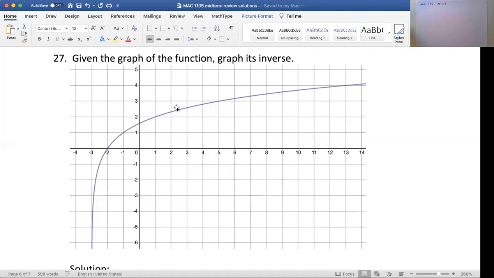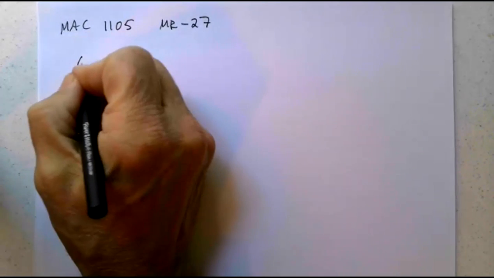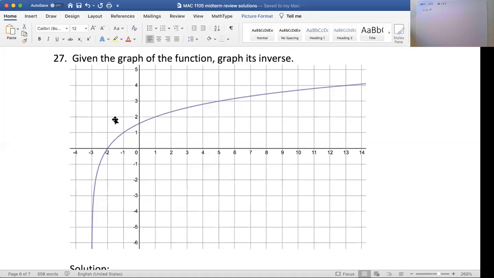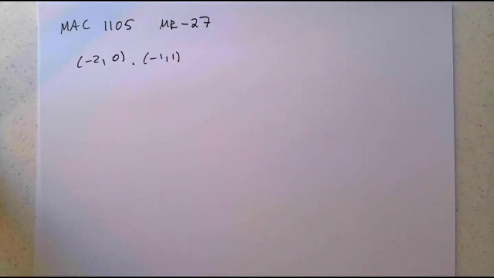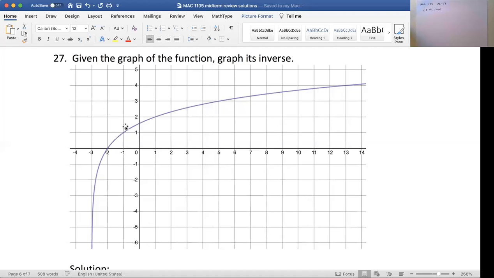So we're looking at this graph and we want to graph its inverse. So let's identify some points on the graph. First point I see is here, x is -2, y is 0. Another one I see would be here, x is -1, y is 1. Then we're going to see another point that's easily recognized because it's on a hash mark, x is 1, y is 2.